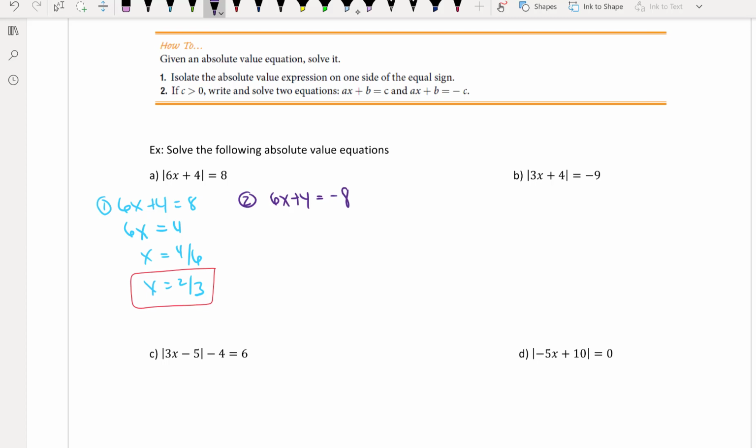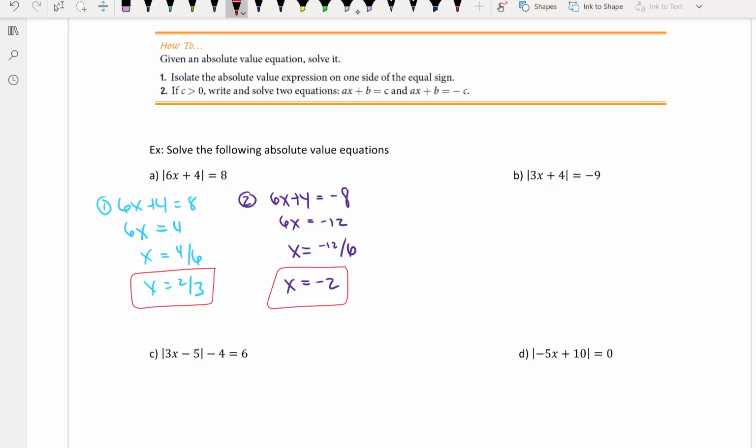Now for the second one, I'm going to subtract 4 from both sides. So 6x is equal to negative 8 minus 4, which is negative 12. Now I have to divide by 6. So negative 12 divided by 6 gives me negative 2 as a possibility. So now I have my two answers: x is equal to 2/3 and x is equal to negative 2.